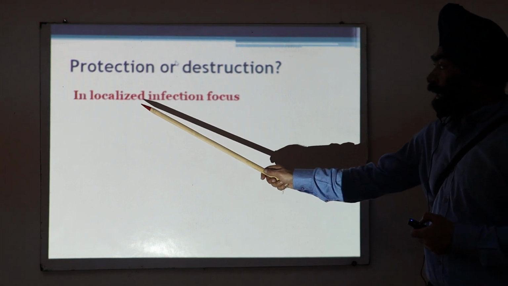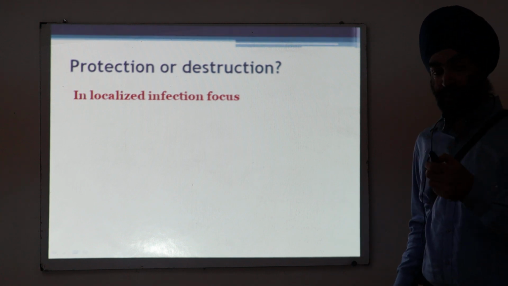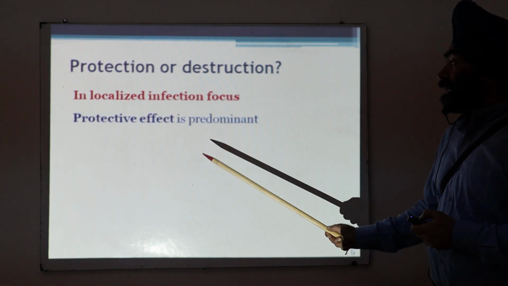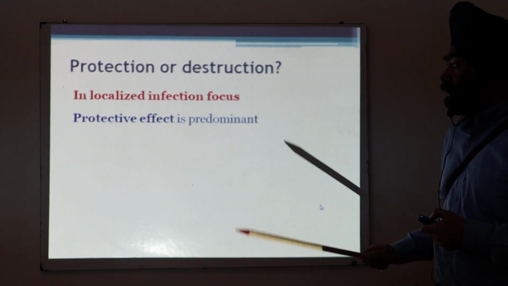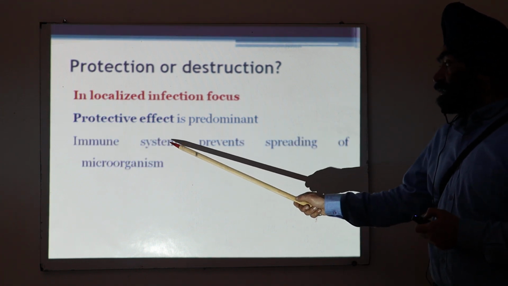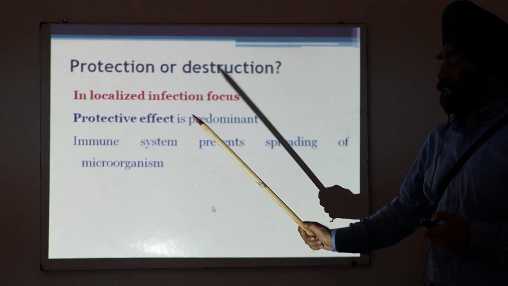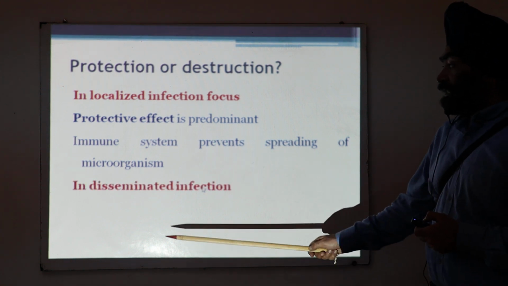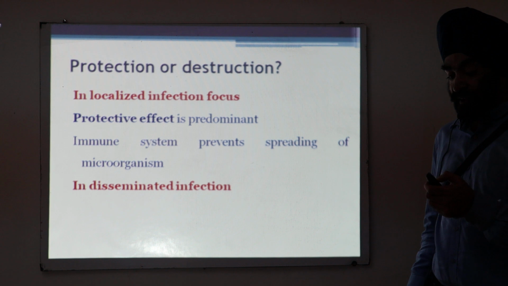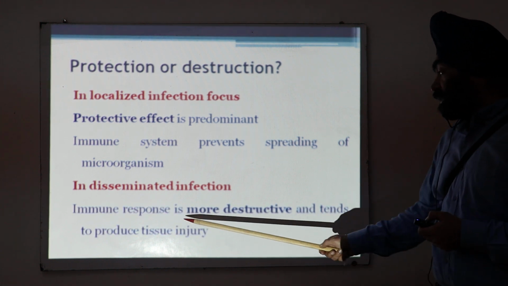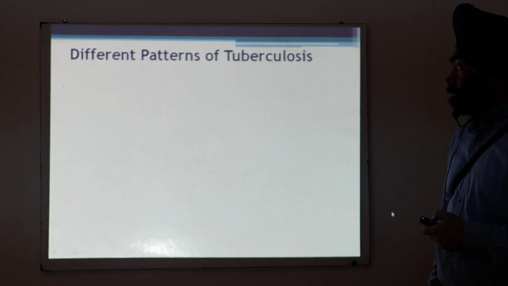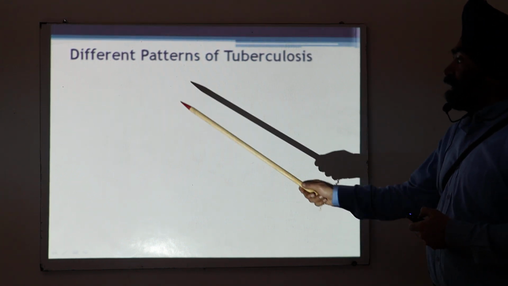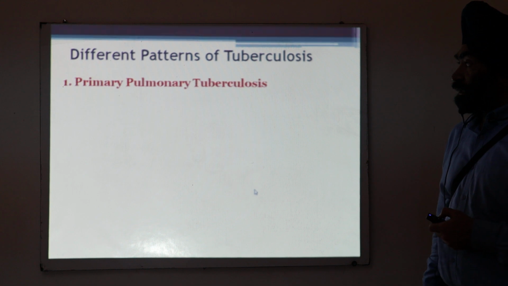So if there is a localized infection, localized to one center, then you will say the immune response is mainly protective. It is predominant. And the immune response prevents the spreading of the microorganism. But if this is disseminated, it is proliferating, then the immune response is more destructive and tends to produce tissue injury. So now I will discuss different patterns of tuberculosis.